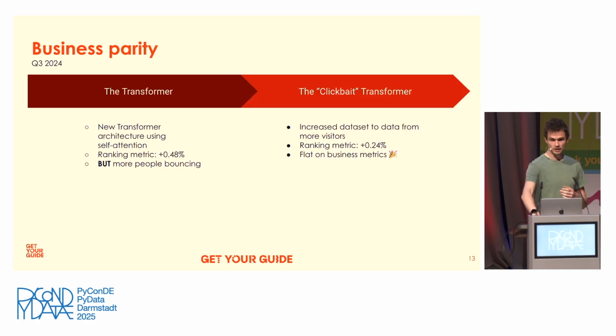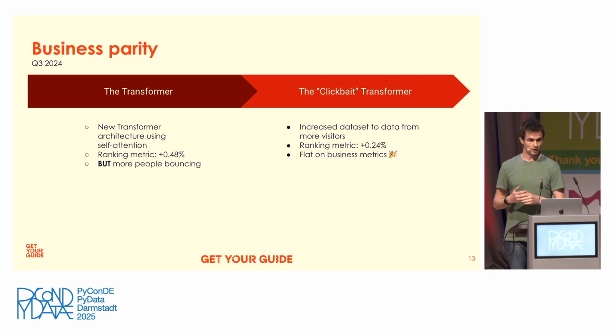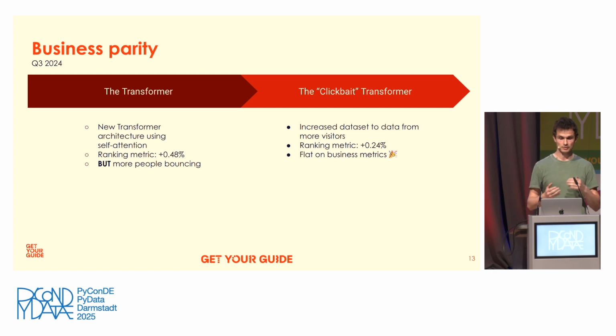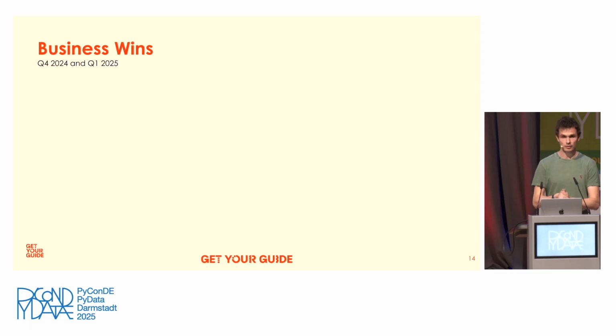So with this learning, we said, okay, we need to go to something else, and we introduced the clickbait transformer, where we reused the same architecture, but then we increased the data set to also add data of visitors who clicked on activities and not just booked activities. And then we saw a flat business result, and more specifically, we also saw that we removed this problem of increased bouncing. So that's where we achieved our second milestone of business parity. And now we said, okay, we're ready. Now we can get better, right? We want to go to deep learning because we want to have a better ranking.